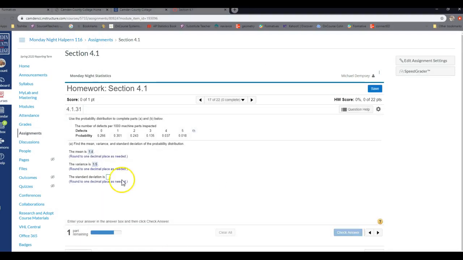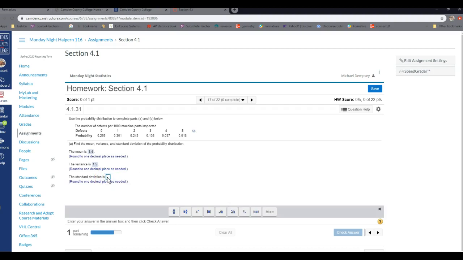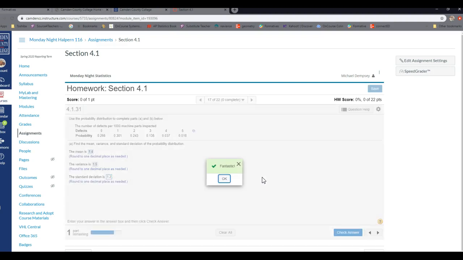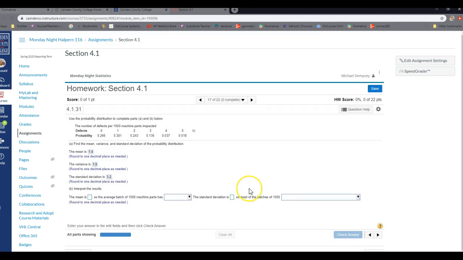We're good there. And then finally the standard deviation, which the calculator gave me straight away to 1 decimal place, that was just 1.2. Okay, so the calculator takes away a lot of the heavy lifting and formulas that we would need in order to calculate or answer those types of questions.